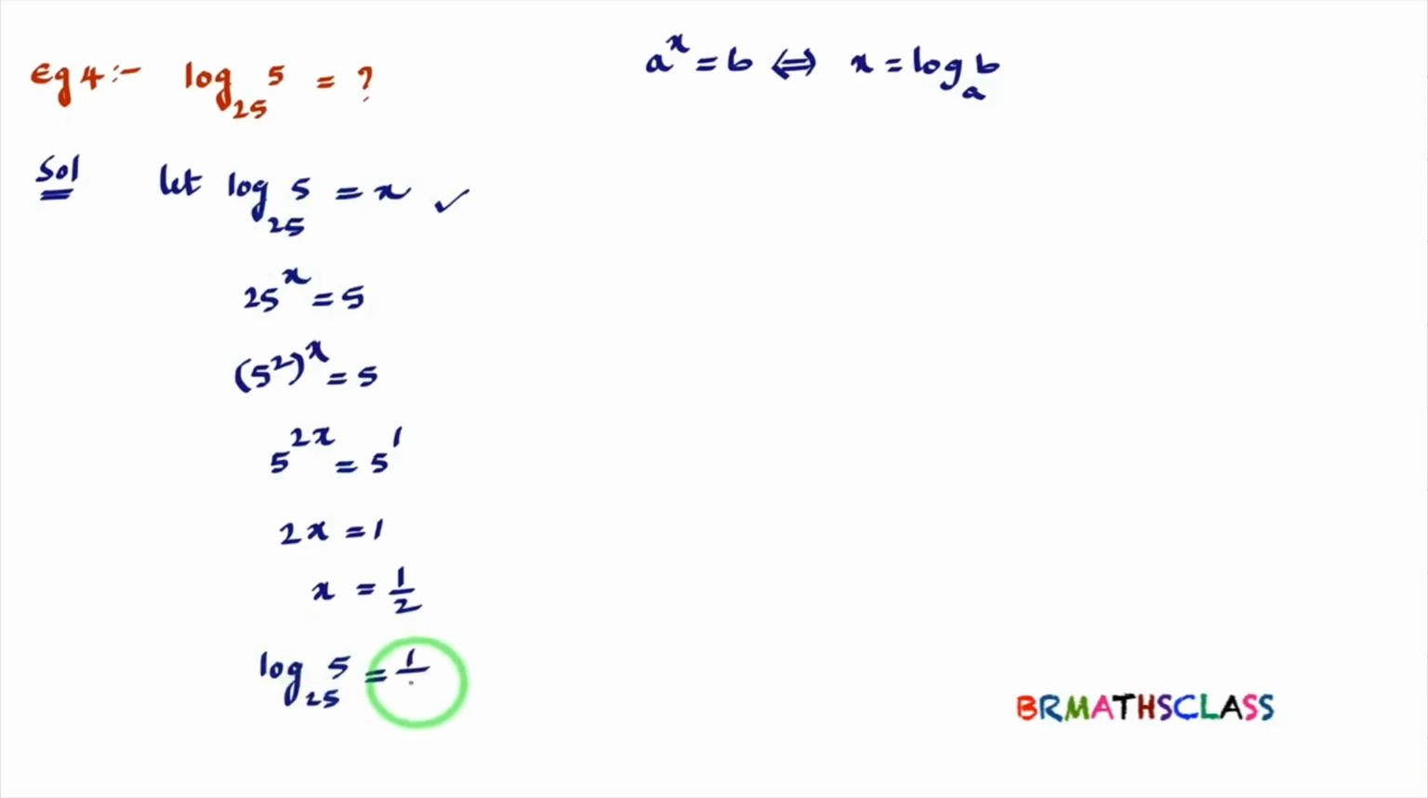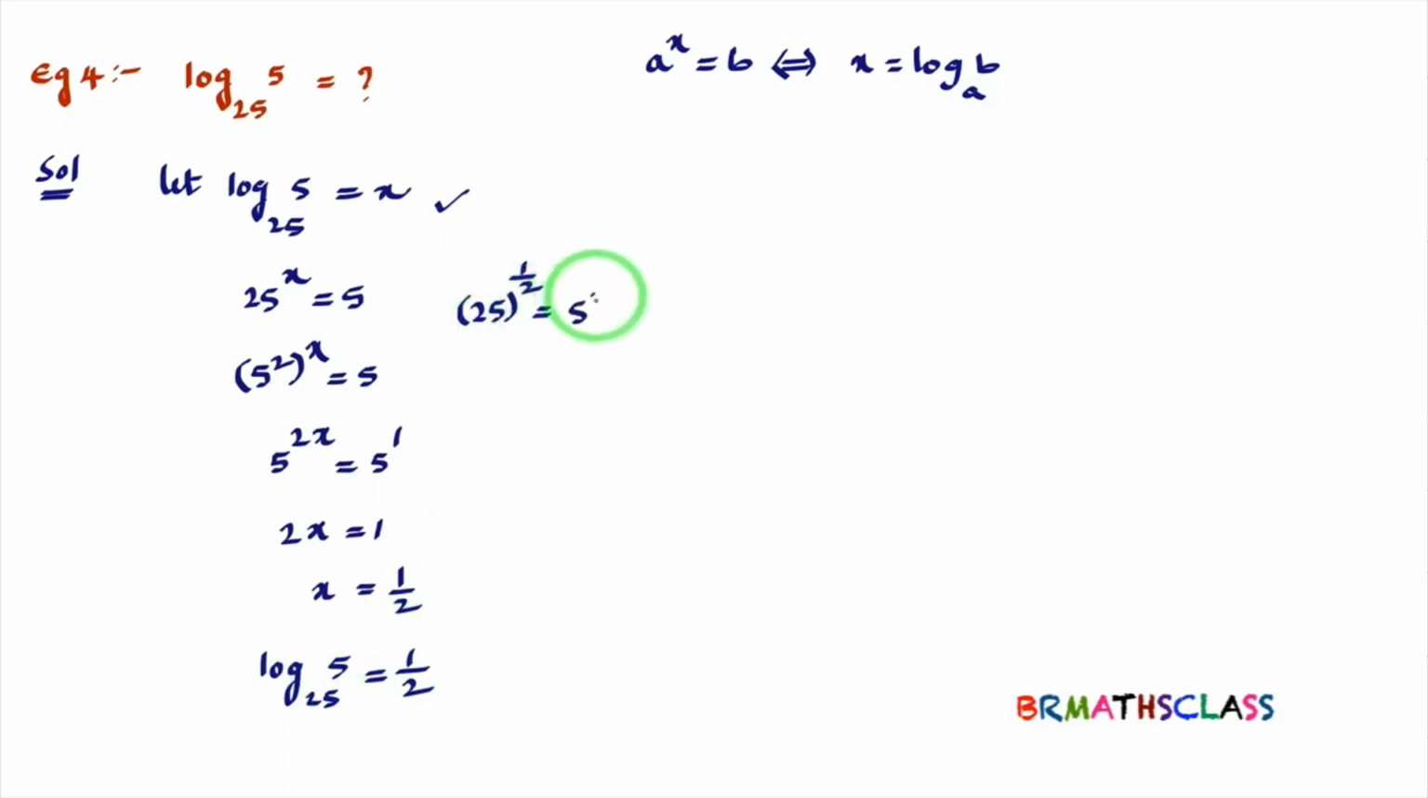So you got the value of log 5 base 25. What is its value? Its value is 1 by 2. Once again I am saying here, 25 power 1 by 2 will give you 5. If you want, you can check it. What is 25 power 1 by 2?